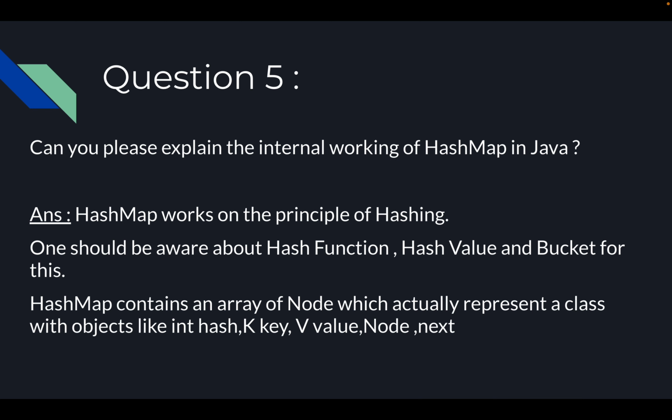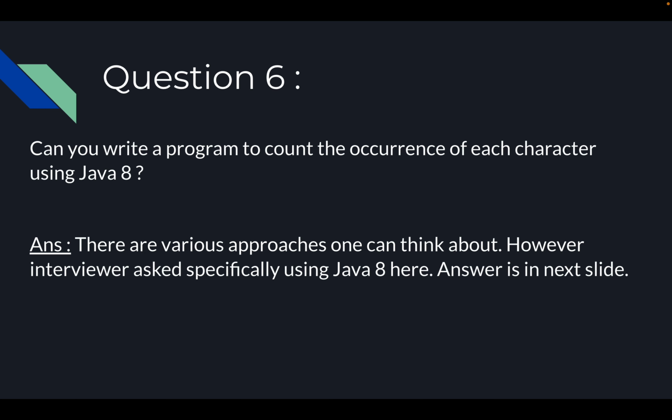Question number 5. Can you please explain the internal working of HashMap in Java? Again, I would like viewers to explore this more to understand how HashMap exactly works internally. But overall, in brief, HashMap works on the principle of hashing. One should be aware of the hash function, hash value and bucket for this. HashMap contains an array of nodes, which actually represent a class with objects like hash, key, value, and next.